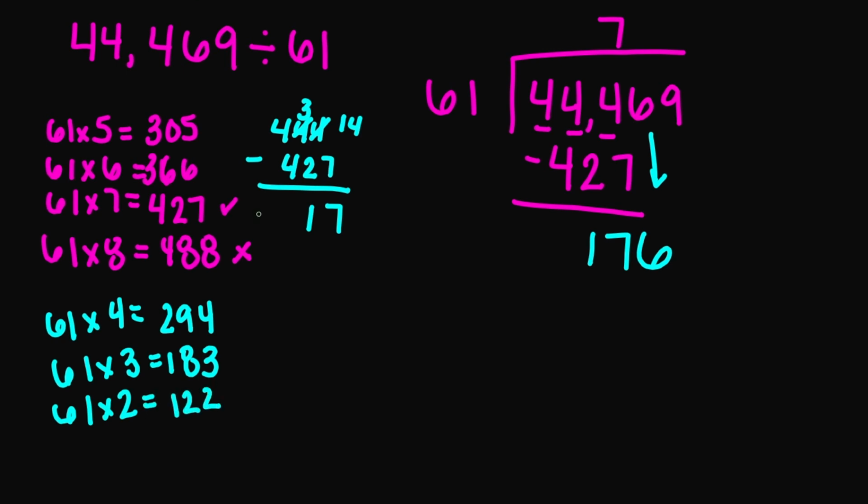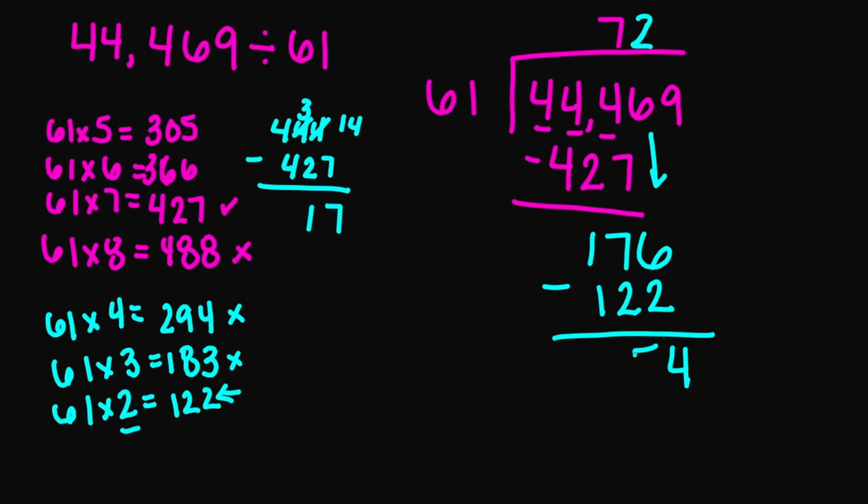All right. So this number is too high. 183 is also too high. The closest number that I can use is going to be a 2 because that's 122. So I'm going to write a 2 up here. 61 times 2 is 122. And now we're going to subtract. 6 minus 2 is 4. 7 minus 2 is 5. And then 1 minus 1 is 0. Now I'm going to bring down my 9.